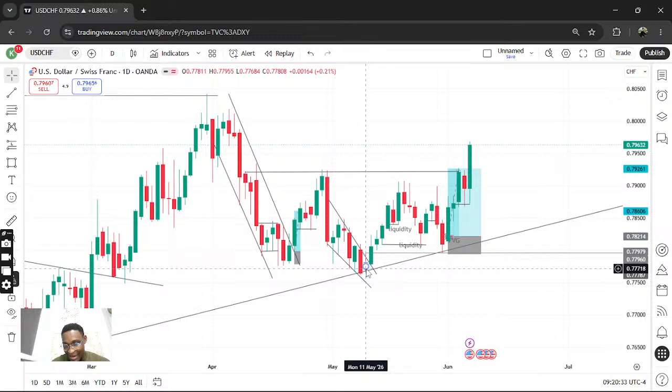Then the next day, because this is a daily chart, each candle here is formed in a day. So the next day, this particular bullish candle was formed above this wedge. What happened? The bulls were able to trade above this doji candle and the body of the candle closed above it.